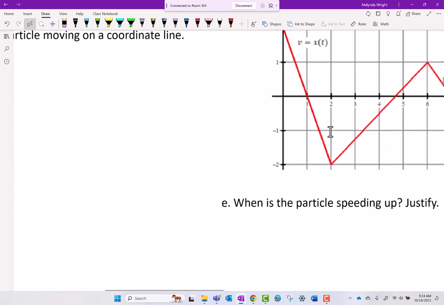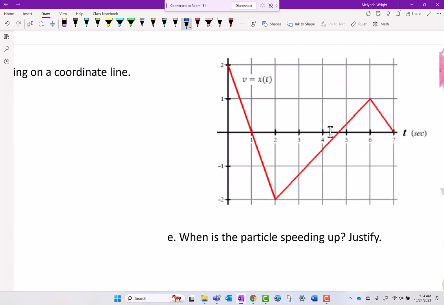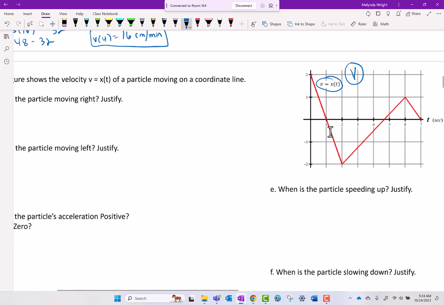So let's make sure we are clear that this is velocity. We're reading this as a velocity graph, and it shows you right here, it's velocity. We would read graphs differently if they were velocity versus if they were position. So really important to make a note, a huge note.